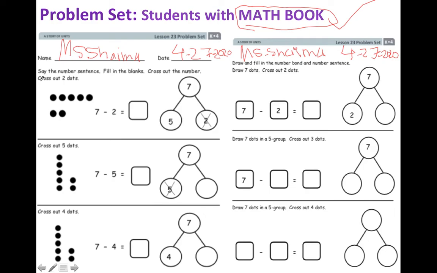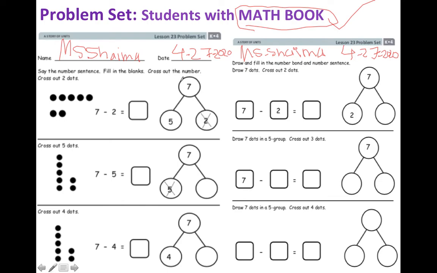Let's read the instructions. It says, say the number sentence, fill in the blanks. Cross out 2 dots. So first things first, we say the number sentence. The number sentence reads 7 minus 2 equals blank.